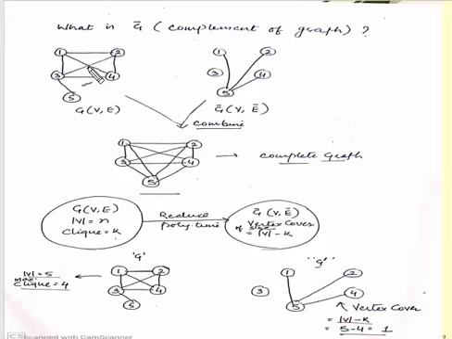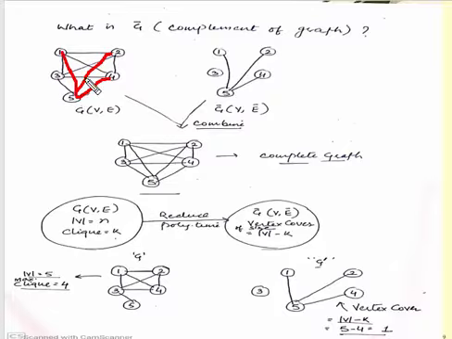Okay, now if you want this graph to be a complete graph, there should be an edge from 1 to 5, from 1 to 2 and from 1 to 4, because in a complete graph you should have an edge between all the nodes. So there was no edge between 5 and 1, 5 and 2, 5 and 4. So I have made these.